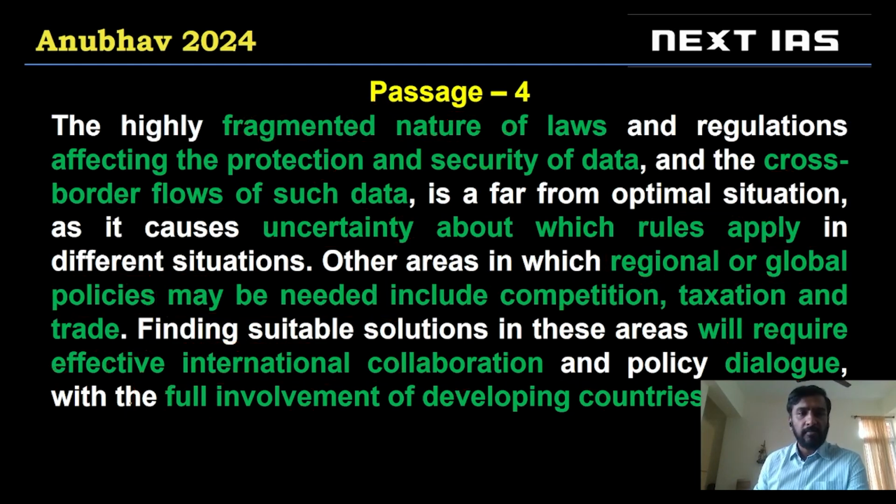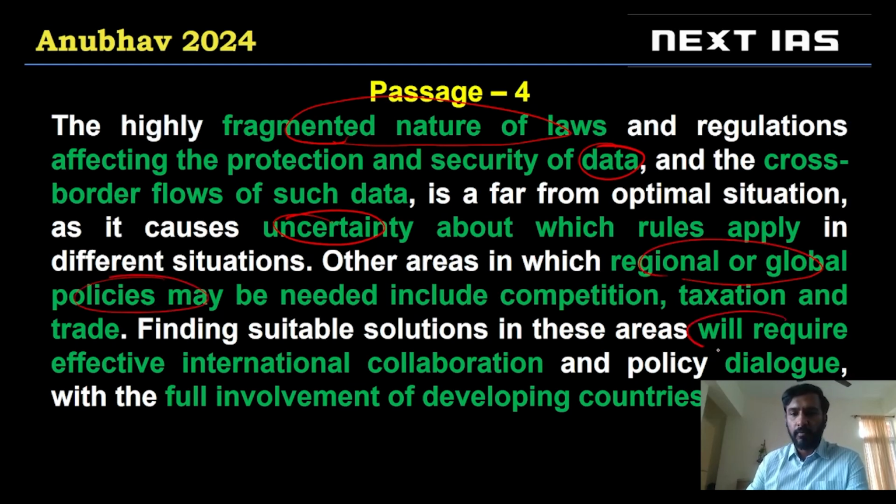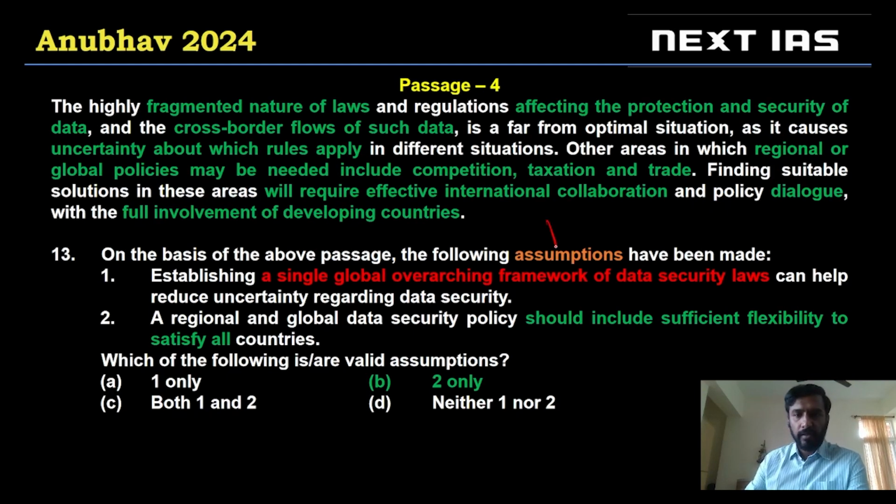So we can summarize the main point as: to avoid this fragmented nature of data laws and the uncertainty about them, a regional or global policy may be needed. To make this policy, it will require effective collaboration, right? Not ineffective collaboration, but effective collaboration. All right. So let's look at the assumptions.